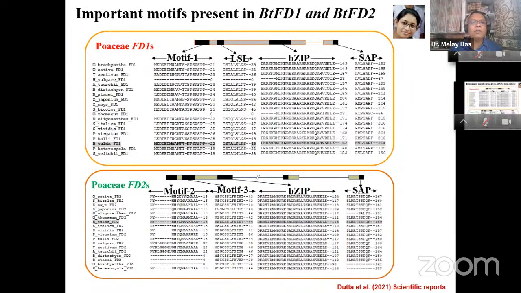But we are more interested in the function of these two genes. As I told you, BZIP is one of the most critical domains to confer FD function, because BZIP is the domain which helps FD interact with the ACGT region of AP1. Although we scanned the other known domains and motifs, like motif 1, LSL, SAP, motif 2, motif 3, and we could identify some amino acid changes, we were particularly focusing on BZIP because of its evolutionarily conserved interacting function with AP1, and we wanted to check critically if FD1 and FD2 have any difference in this BZIP region.